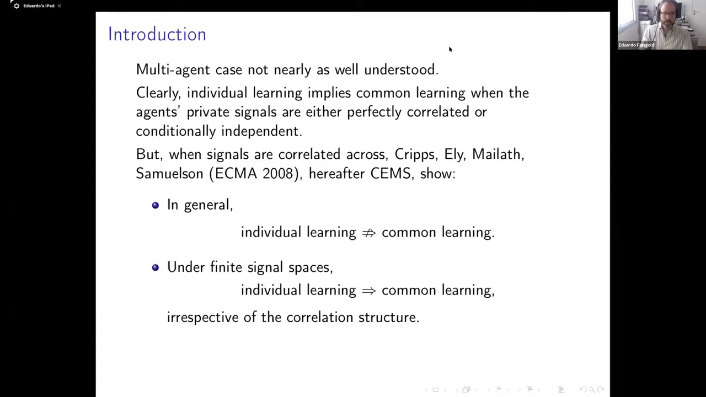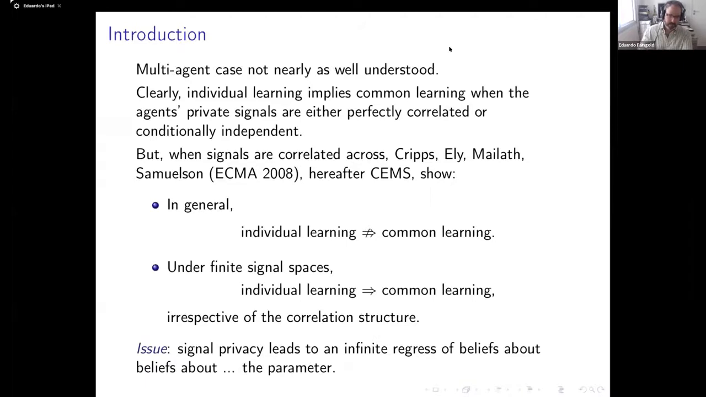The issue here is that signals are private, and this privacy leads to an infinite regress of beliefs problem. Common learning requires that not only agent i learns the parameter, but he needs to learn that the other agent has learned the parameter, and learn that the other agent has learned that the other agent has learned the parameter, and so on and so forth.